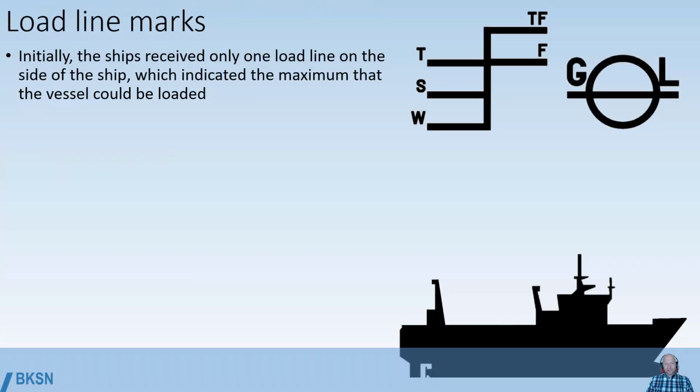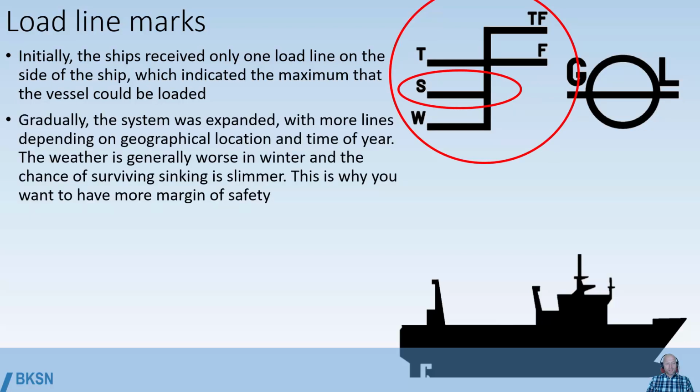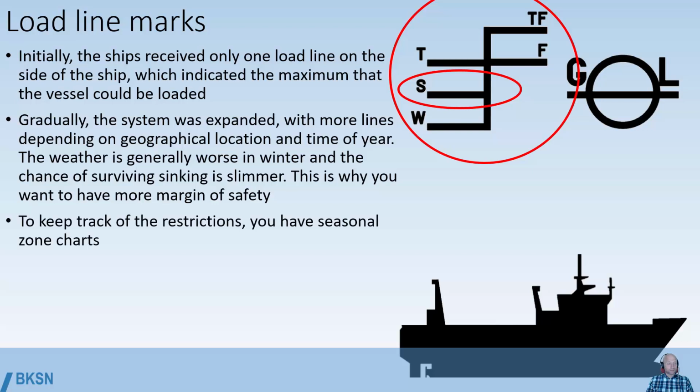Load line marks. Initially the ships just received one load line on either side, which indicated the maximum allowed loading. But over time the system was expanded with more lines depending on the geographical location and the time of year. Generally, as mentioned previously, the weather is worse in winter and the chance of surviving a sinking is slimmer.